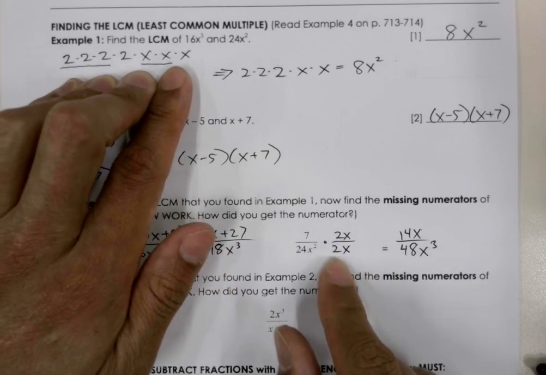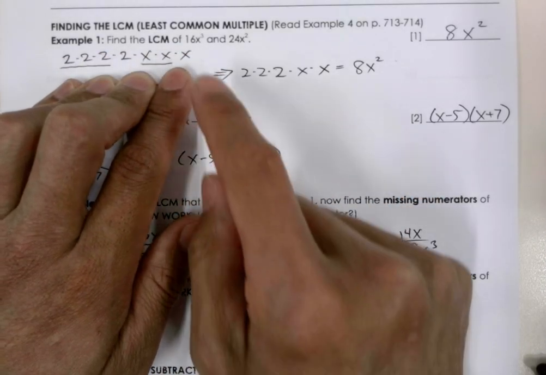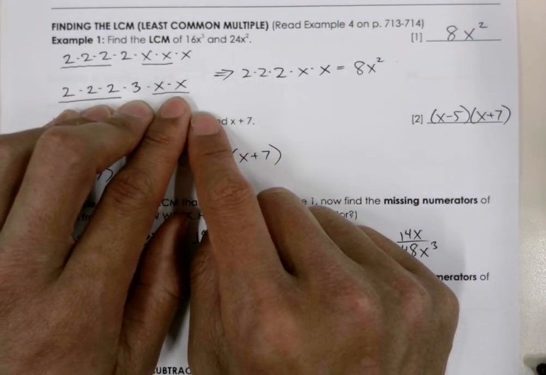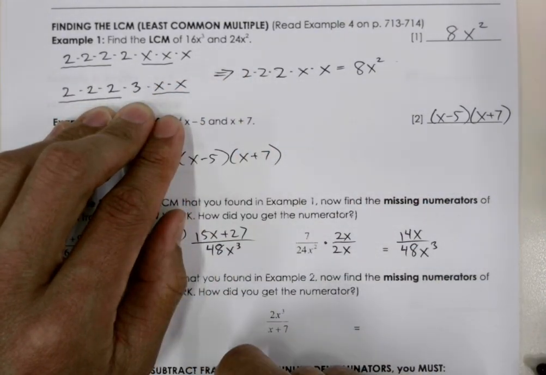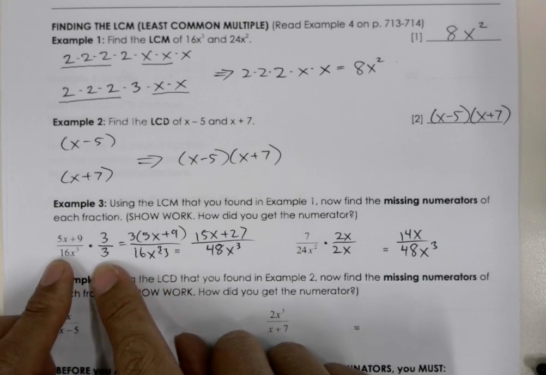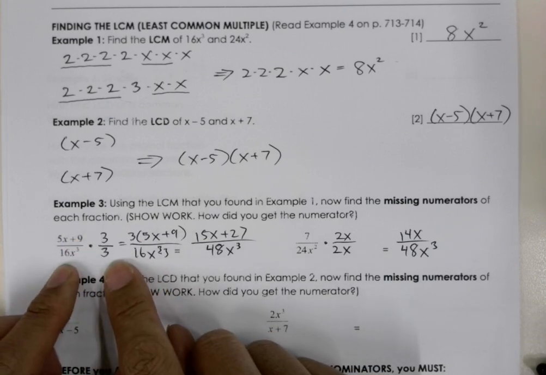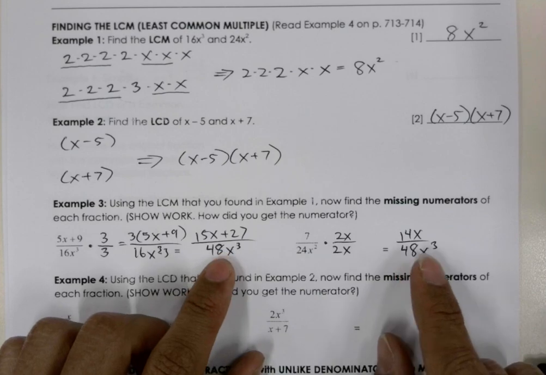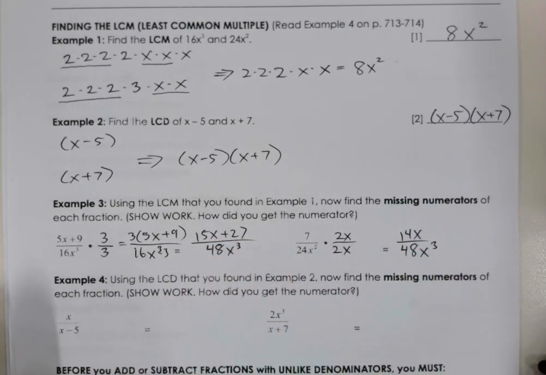Now we're looking at the prime factorization of 16. What is it missing from the prime factorization of 24? It's missing that 3. So we're going to multiply this fraction here by 3 over 3. And if we do that, we'll get the same denominator. And then we can add and subtract them.